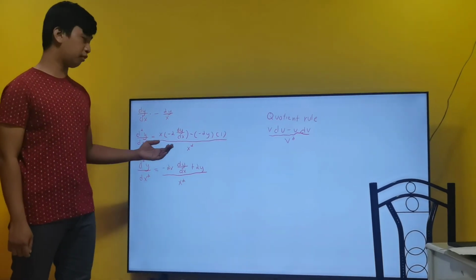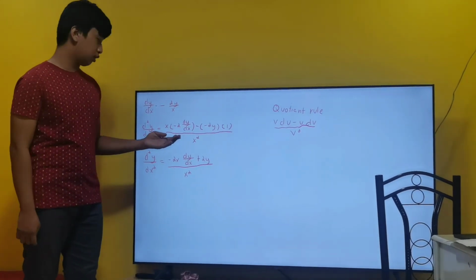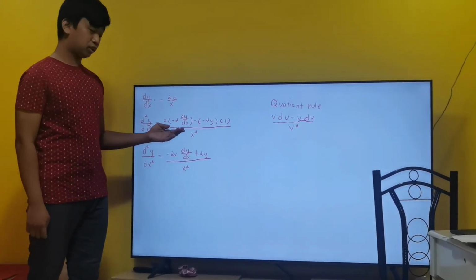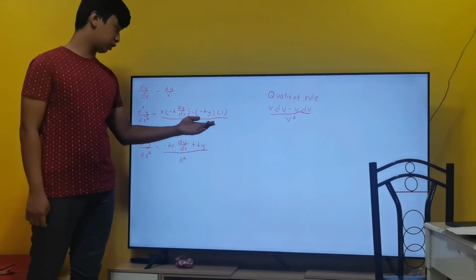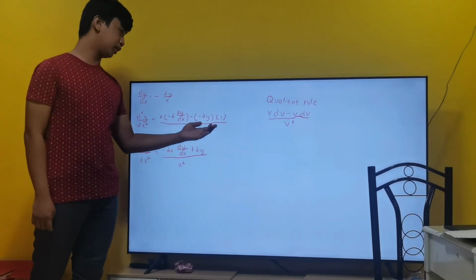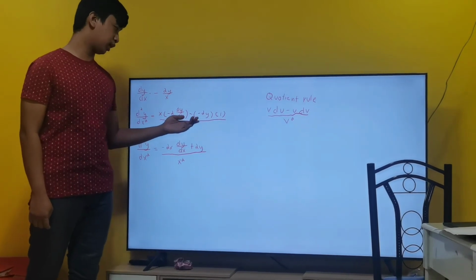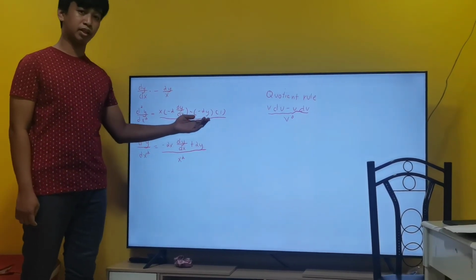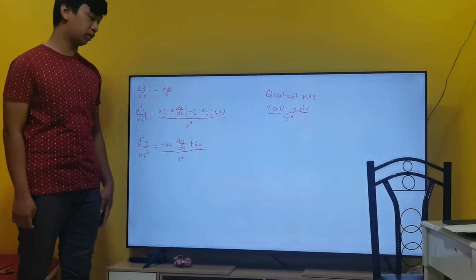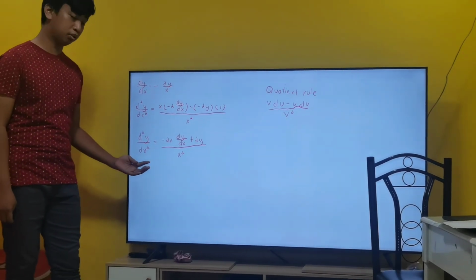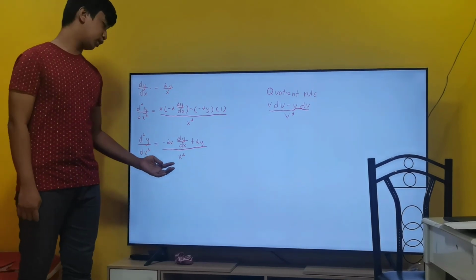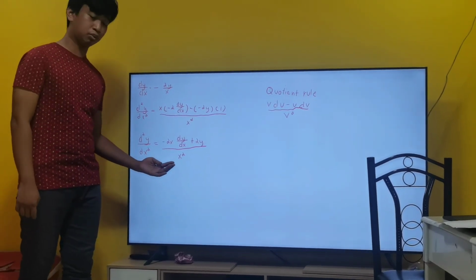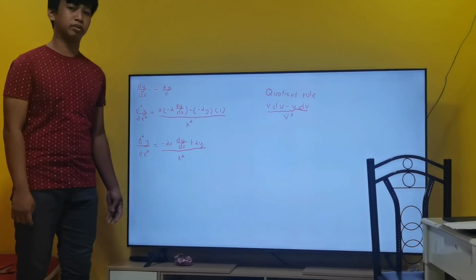For our next step, we'll just multiply x by negative 2 dy over dx. Then next, negative 2y by 1. Since negative times negative is equal to positive, it will become d squared y over dx squared is equal to negative 2x dy over dx plus 2y over x squared.